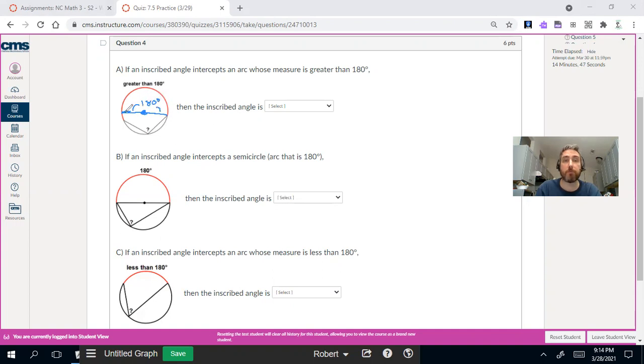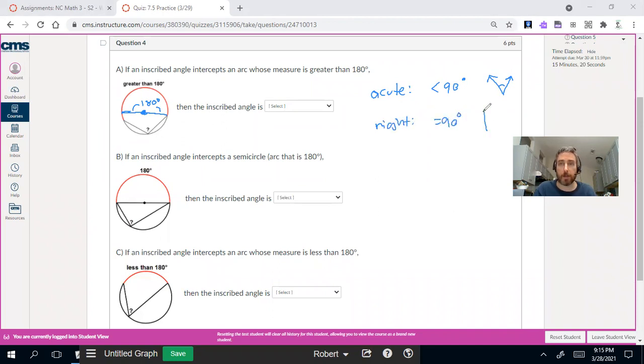So if that arc is bigger than 180, what kind of an angle does that make? We have 3 choices. We have acute, right, or obtuse. If you need to look those up, that's fine. But an acute angle is always going to be less than 90. An acute angle looks something like this, where that degree is less than a right angle. There's a right angle that is equal to 90 degrees.